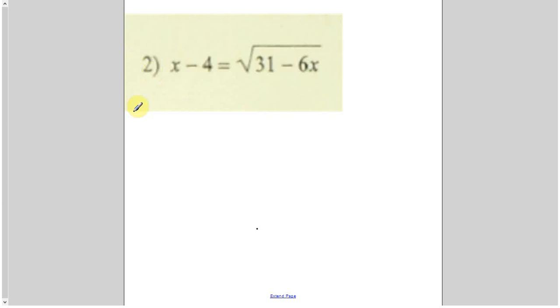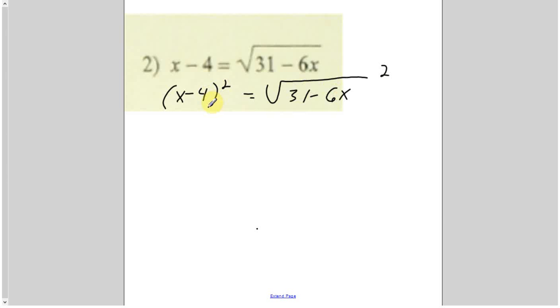Okay, let's solve this equation here. The equation would be as follows. We're going to square both sides. So I'm going to take x minus 4 and square it, and I'm also going to take 31 minus 6x and square it. So both of those will be squared.